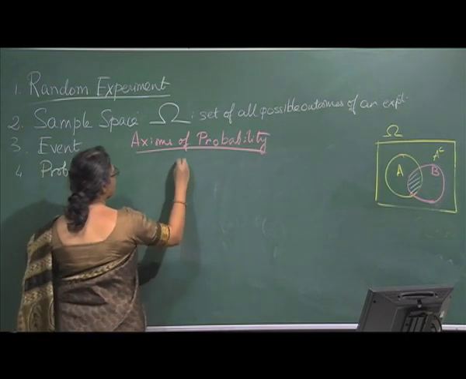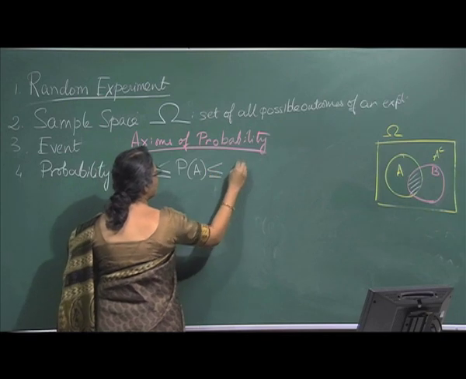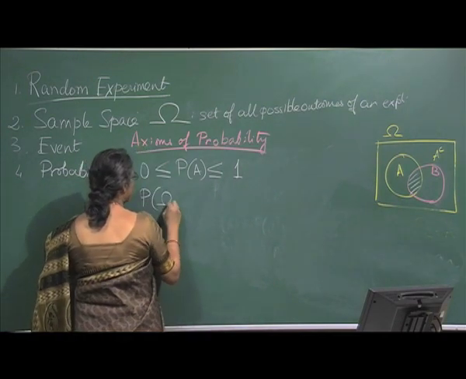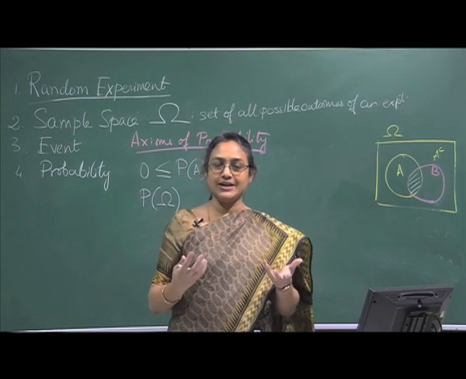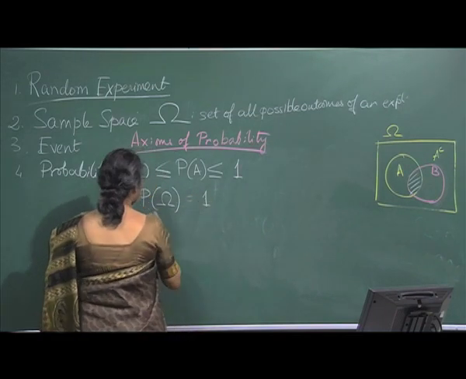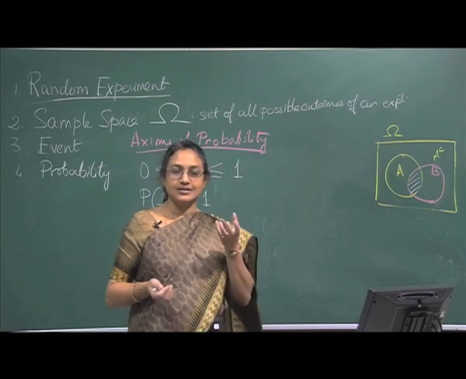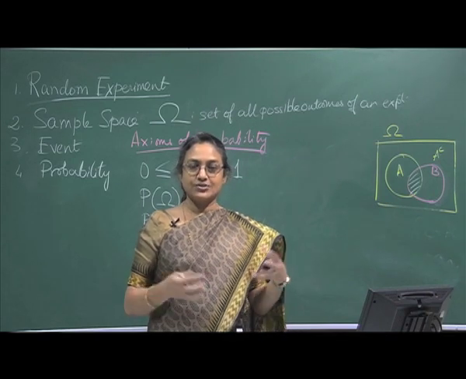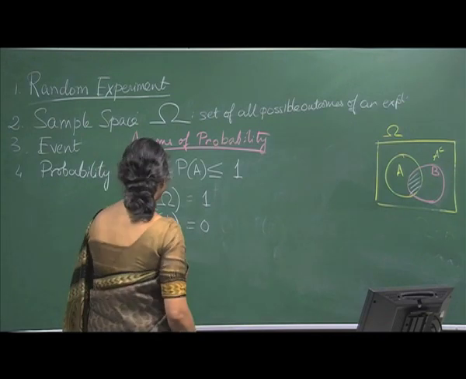For any event A, P(A) is greater than or equal to 0 and less than or equal to 1. And omega is the sample space, the collection of all outcomes. The outcome of the experiment will always come from the sample space, so the probability of omega is 1. The probability of the null event is 0. When you do the experiment, the result will be from the sample space, so there is no possibility that nothing will happen. The null event is no outcome happening, and that probability is 0.